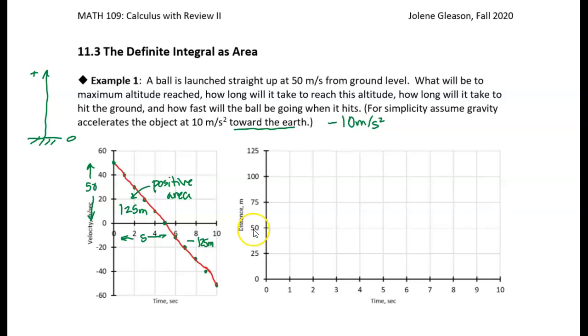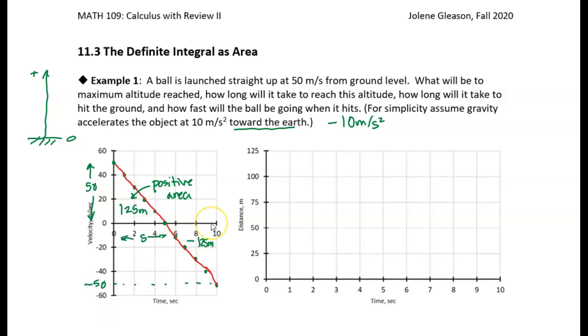So there we have the next question answered. How long will it take to hit the ground? It'll take 10 seconds. How fast will it be going after that 10 seconds? Well, we can look and see what the velocity was. It looks like it's going to be a negative 50 meters per second. That means it's traveling 50 meters per second downward, and it's going to hit the ground at 50 meters per second. Okay, so we've answered all the questions.